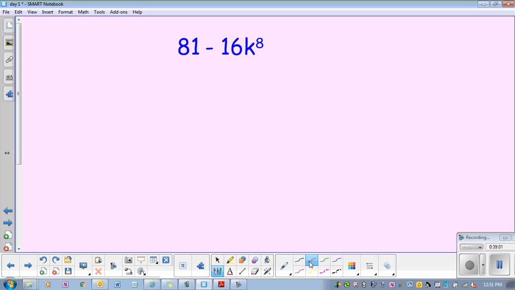Is 81 a perfect square? Yes. What's the square root? 9. What's the square root of 16? 4. And what's the square root of k to the 8th power? 4. Good. Since it's an even number, you can square root it. Divide it by 2, and then you get k to the 4th. All right.